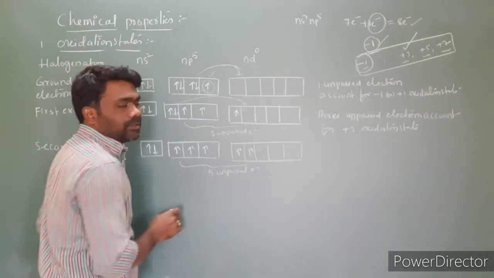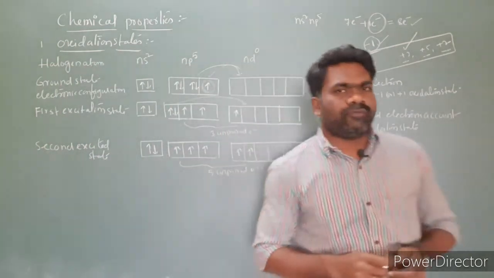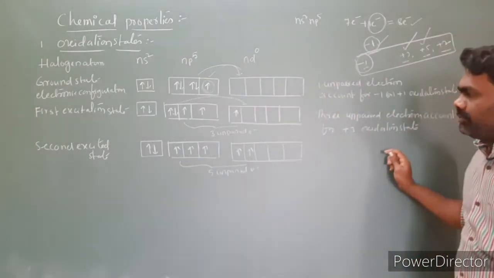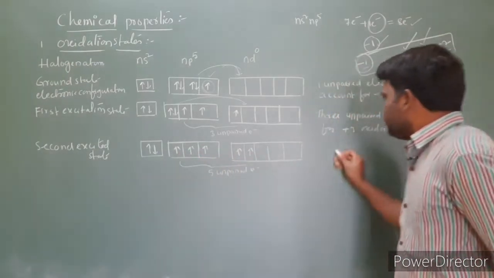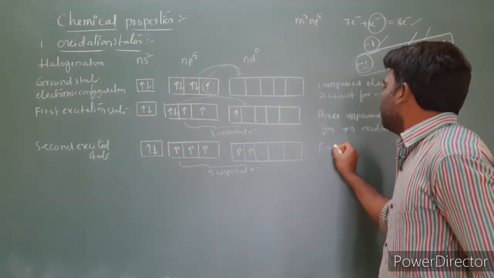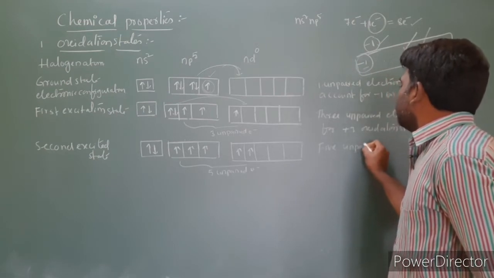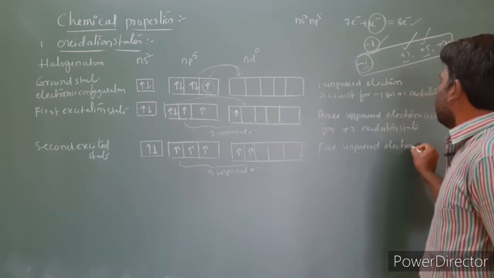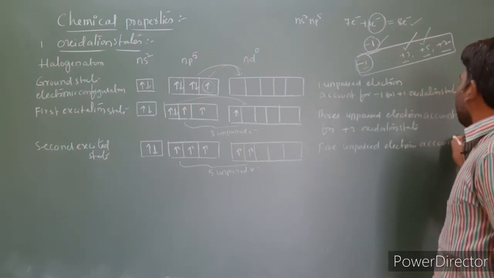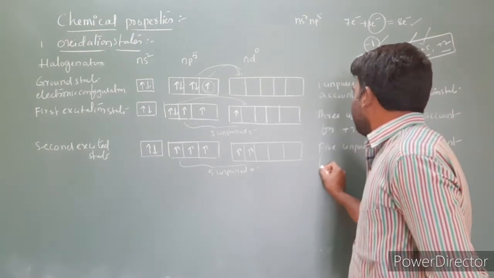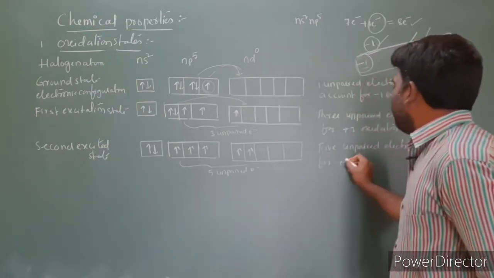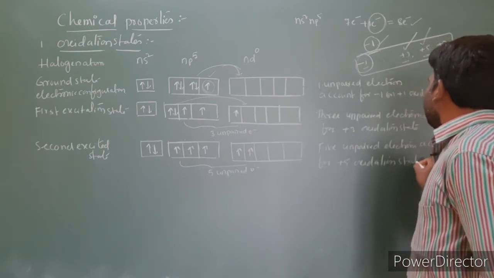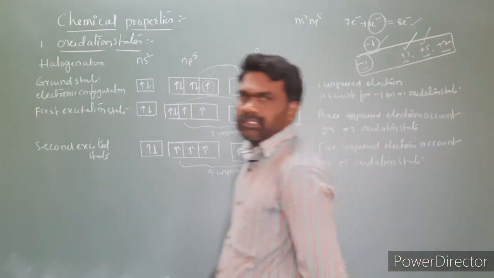5 unpaired electrons. These 5 unpaired electrons account for the plus 5 oxidation state. They exhibit the plus 5 oxidation state because of the presence of 5 unpaired electrons.